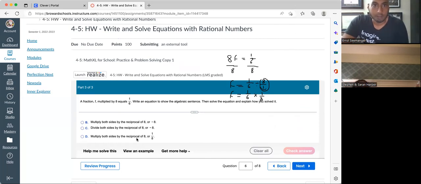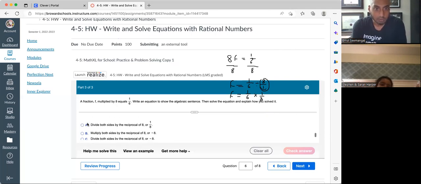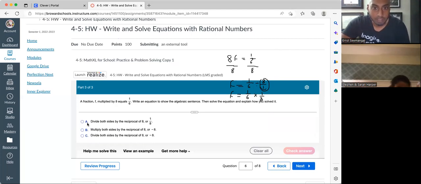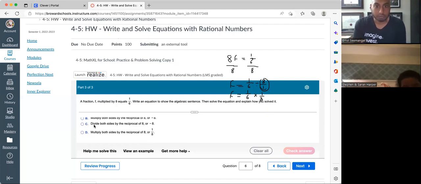How do we go from 8f to f? Where's part A? Okay. Divide both sides by the reciprocal of 8 or 1 over 8. Multiply both sides by the reciprocal of 8 or negative 8. Divide both sides by the reciprocal of 8 or negative 8. What's D? Multiply both sides by the reciprocal of 8 or 1 over 8.